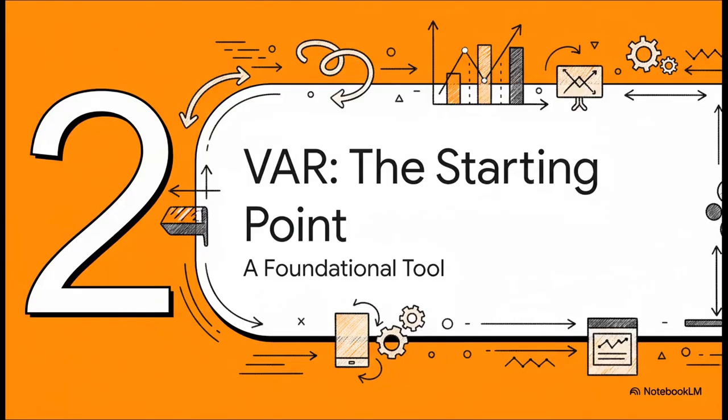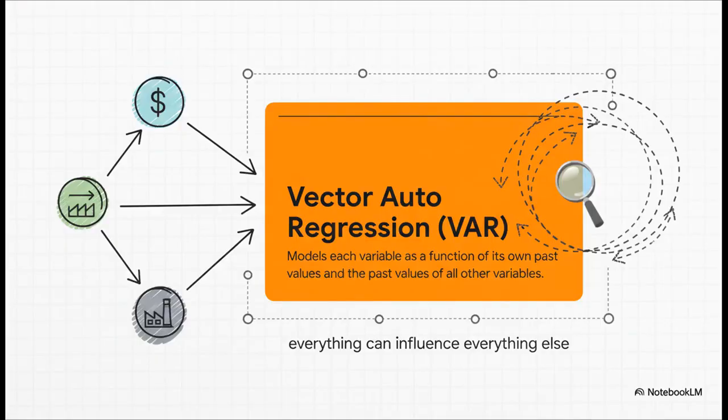To get started on this journey, we're going to begin with a really foundational tool in our kit. It's called VAR, and it's our gateway into modeling these incredibly complex systems. So what's a VAR model? You know, the core idea behind it is actually brilliantly simple. It just assumes that everything in the system can influence everything else. The future of any single variable isn't just decided by its own past, but by the past of all the other variables in the system. It's a world of total interconnection.